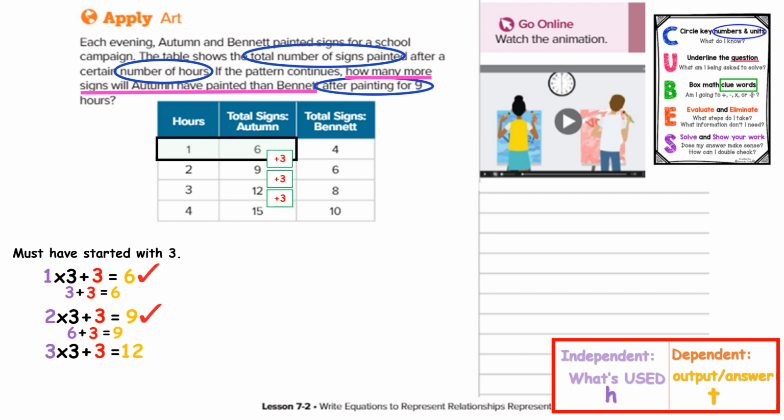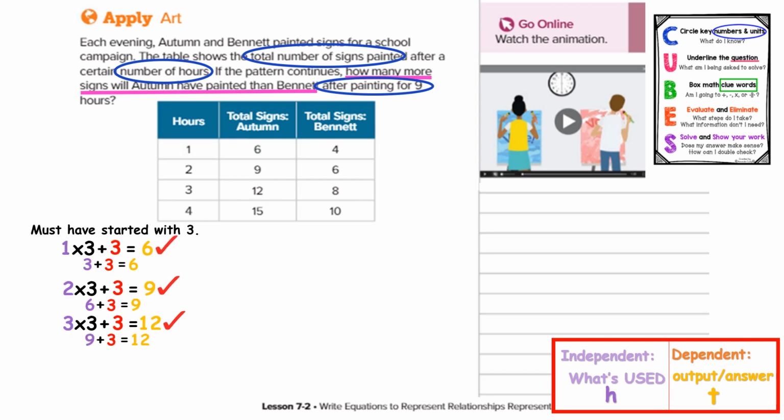And I just like to prove myself. Once again, in science, I like to do 3 experiments at once. So 3 times 3 plus 3, that would give me 9 plus 3. That gives me 12. I know that's going to be the correct pattern when it comes to Autumn. So now I need to focus in on Bennett.